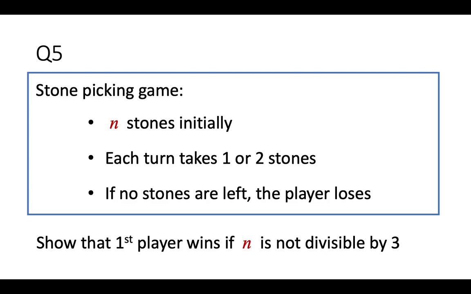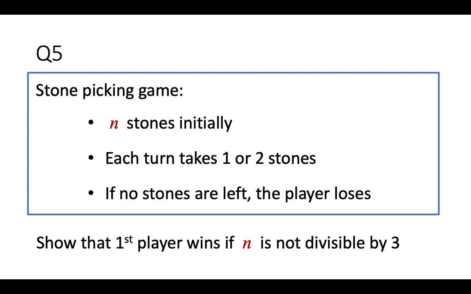If the original number n is a multiple of 3, then Charlie will win. Let's say 21, right? 21 is equal to 3 times 7. After 7 rounds, Charlie will make the total number of stones decrease from 21 back to 0 and put this back to Bob, and Bob will lose by then. So we see that if n is a multiple of 3, then the first player will lose.